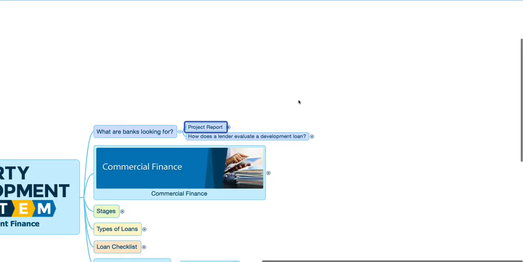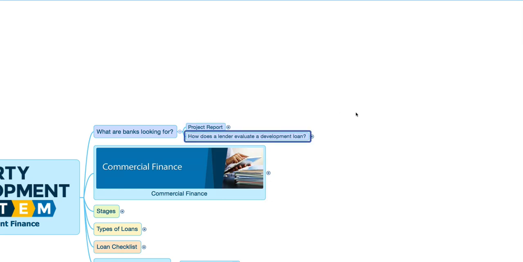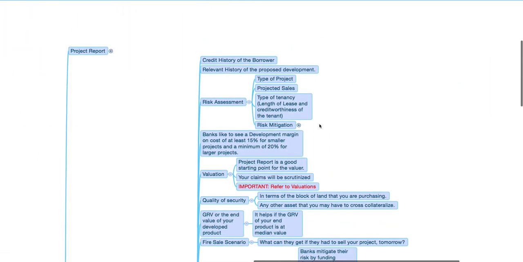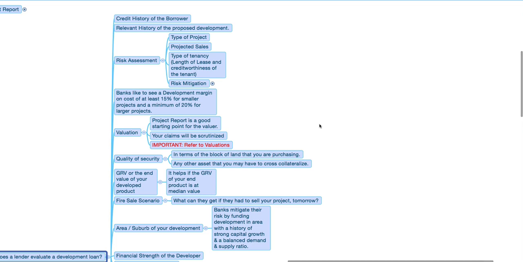If you go to a bank, make sure you don't go there empty-handed. Make sure you've got a report. Let's look at how a lender evaluates a development loan. When they are actually looking at your loan, what are the things that they are looking at? There are quite a few things, and I'll go over them one by one.